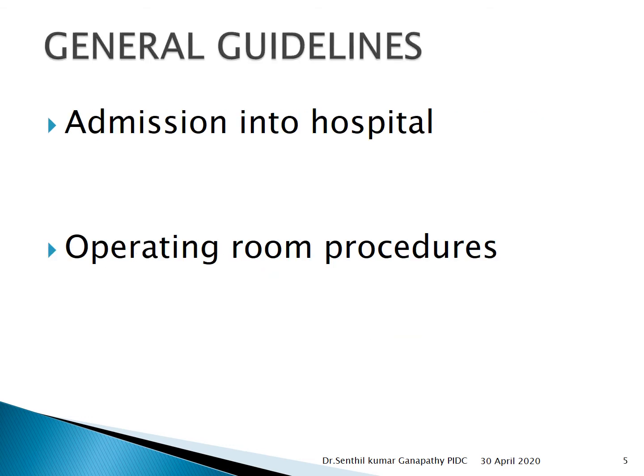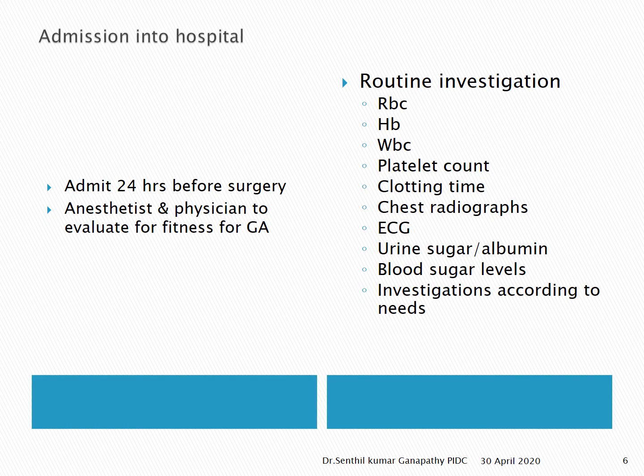So what are the general guidelines for hospital oral surgery? First and foremost, you need to admit the patient into the hospital, and then you should be aware of the operating room procedures. So coming to the admission. Admission is like, first you fill up a form, just saying that you are going to admit this patient for such and such procedure. The patient is admitted now.